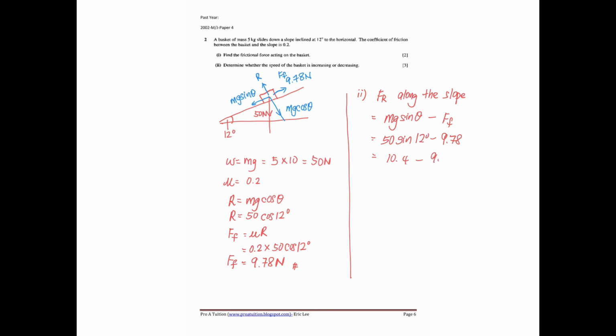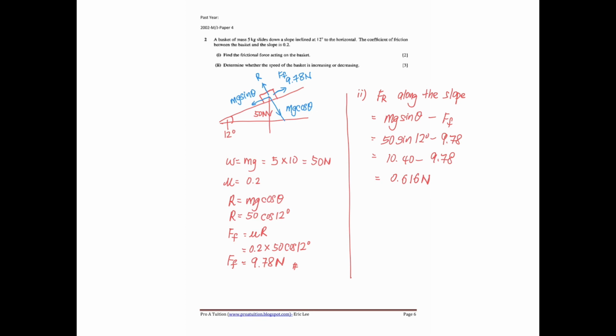minus 9.78. So 50 sin 12 degrees is 10.40 if I put two decimal places. 10.40 minus 9.78, so I get 0.62. Or if I keep all the decimals, it will be 0.616 to three significant figures.